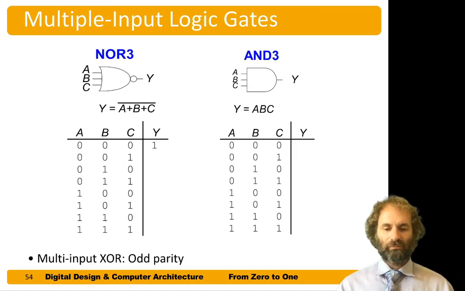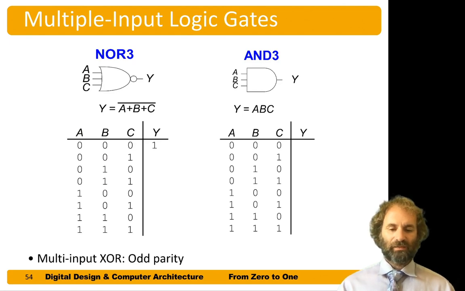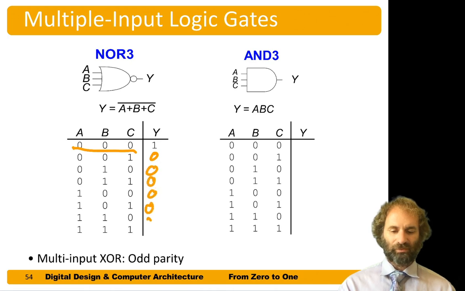We could consider multiple input gates. So for instance, a 3-input OR would be true when any of the inputs are true. So a 3-input NOR would be true when none of the inputs are true. That's this row. So Y is true when the inputs are all zeros, otherwise it's false. A 3-input AND would be true when all of the inputs are true. It's only true when all inputs are true.